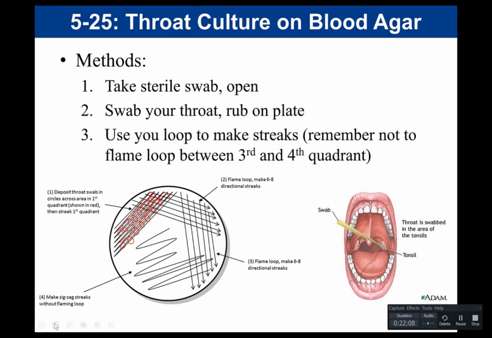So in terms of the throat culture, you don't have to memorize all the different types of plates that were shown as an example.